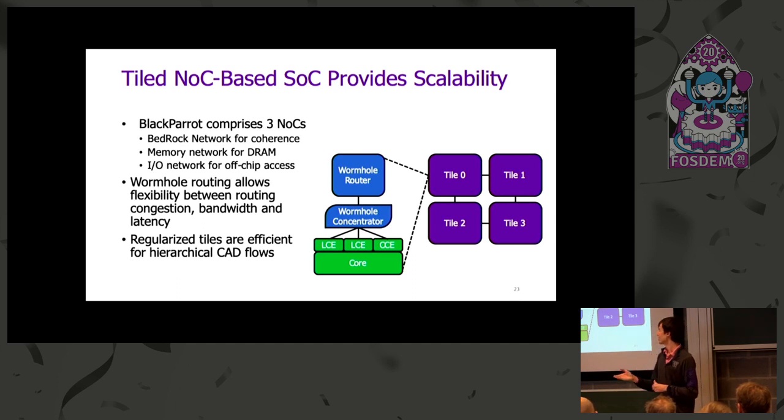So in our system, BlackParrot comprises three NoCs. There's what we call the Bedrock Network for managing coherence transactions, the I/O Network, which manages off-chip communication, and the Memory Network, which manages DRAM communication. These are all connected via wormhole routers, which are small, efficient, and fairly easy to verify. And we use regularized tiles to make sure that it fits into a normal hierarchical CAD flow.